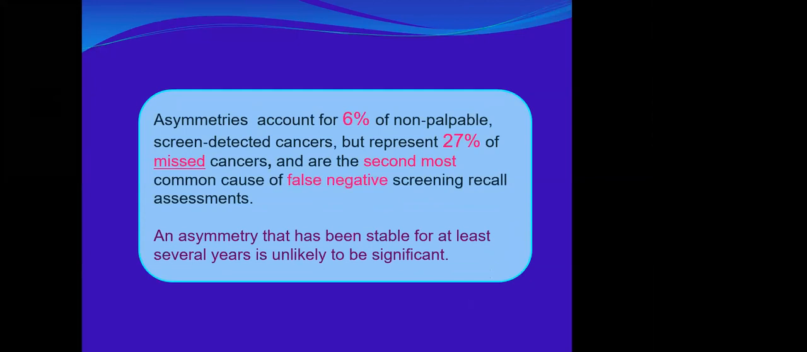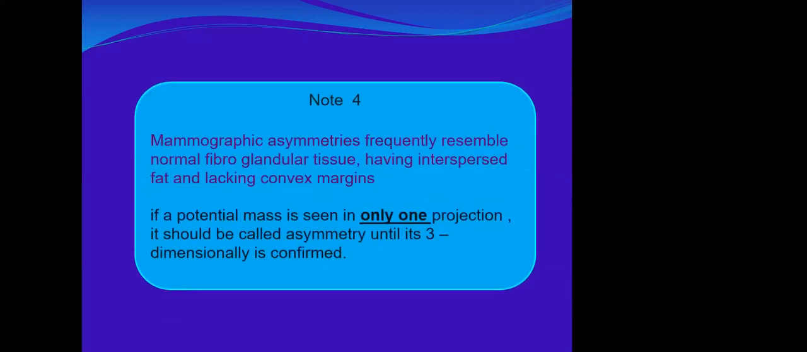However, asymmetries account for 6% of non-palpable screen-detected cancer, but represent 27% of missed cancers, and are the second most common cause of false negative screening recall assessment. An asymmetry that has been stable for at least several years is unlikely to be significant.